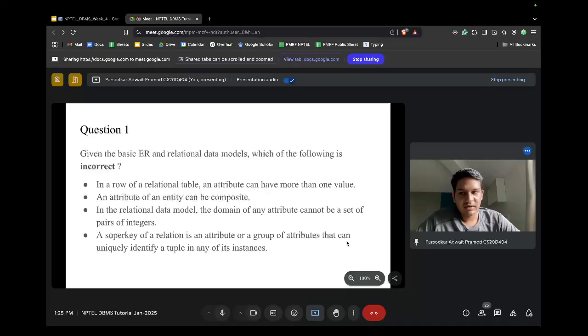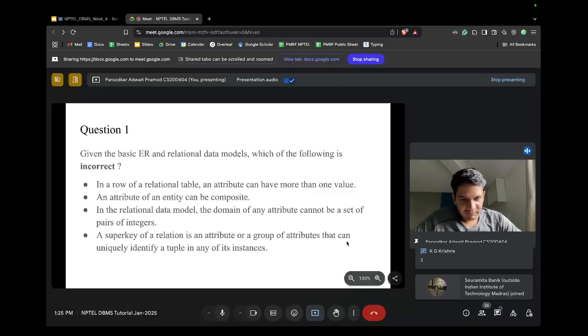So, which of the following are incorrect? Okay, there's one which says 3.